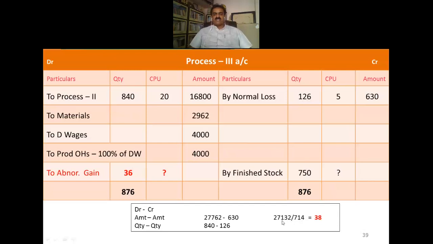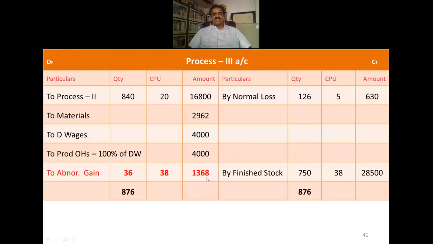Therefore, 27,132 rupees divided by 714 units. Total cost divided by total number of units comes to 38 rupees per unit. So that is the per unit we have calculated. Take the same 38 rupees for the 750 and 36, then multiply. 36 into 38 is 1,368, and 750 into 38 will get 28,500.